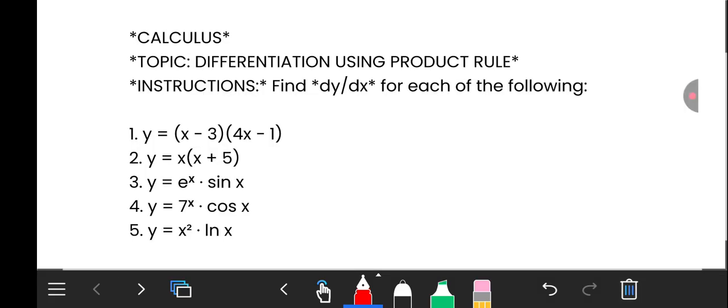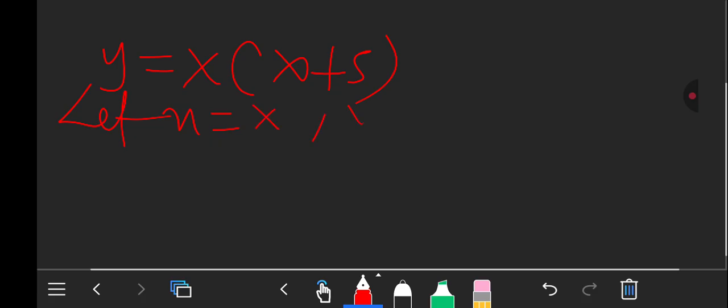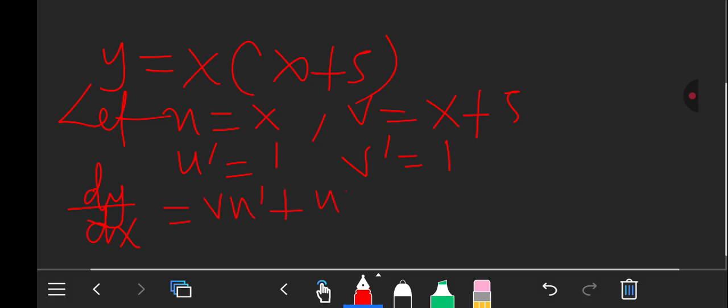So let's move on to the next question, where y is equal to x, open bracket, x plus 5. You do the same. You let u be equal to x, and v be equal to x plus 5. U prime, the derivative of x, is just 1. V prime, the derivative of x plus 5, is just 1. Then you use the formula, dy over dx will be equal to v u prime plus u v prime.